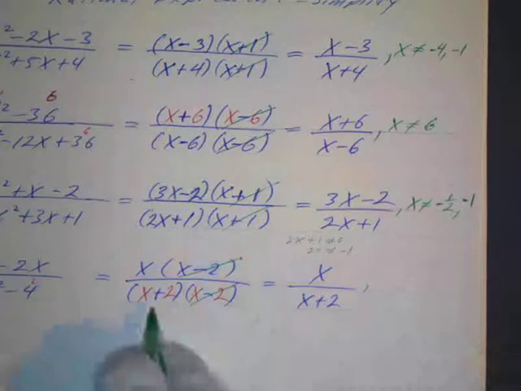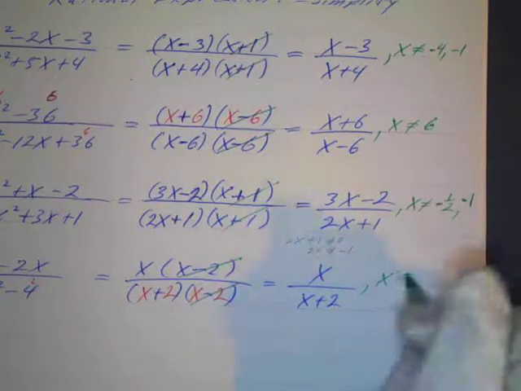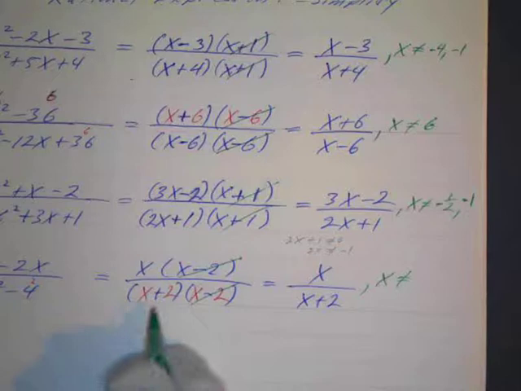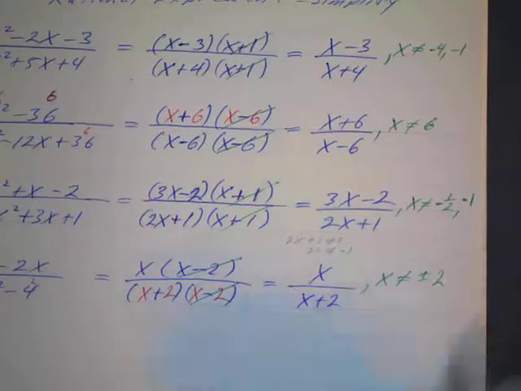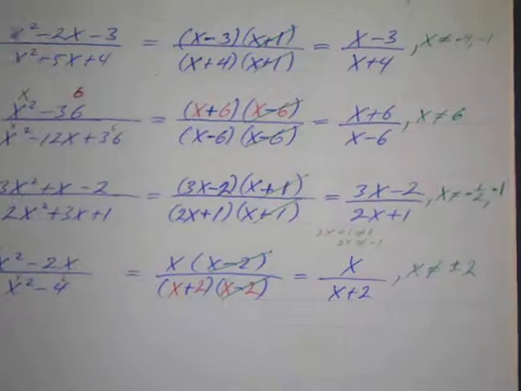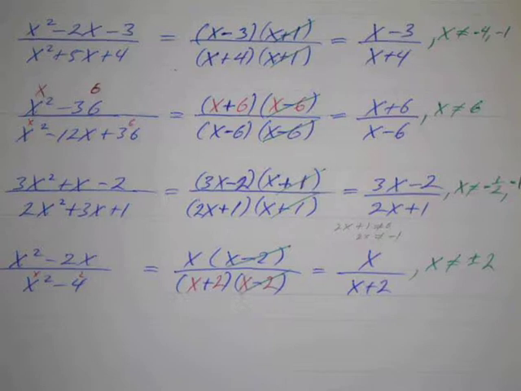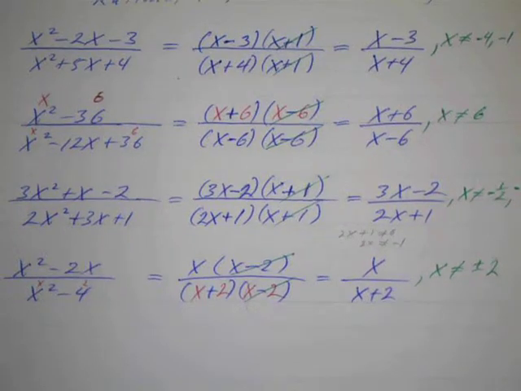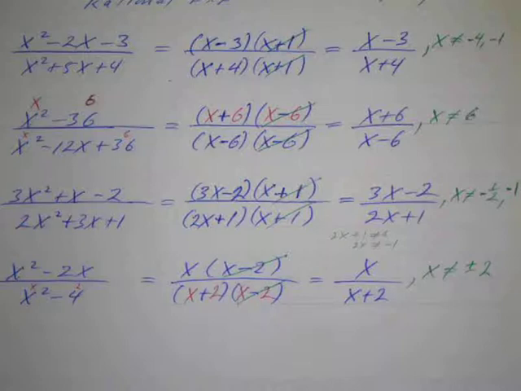And the last one, x cannot equal positive 2 or negative 2, so I could just say plus or minus 2. So these are restrictions on the domain. These are values that will make the denominator 0, and that's a no-no. We can't have that. Okay? So I hope that all makes sense. Those are 4 pretty good examples of simplifying rational expressions.